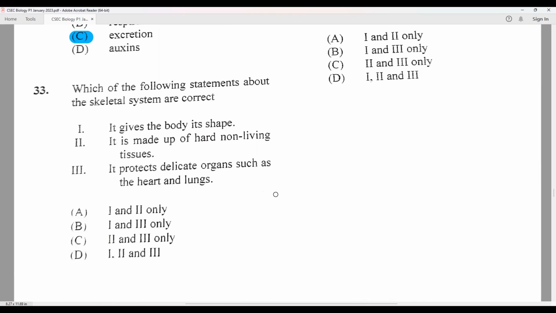Which of the following statements about the skeletal system are correct? It gives the body its shape. No, it does not. The skeleton doesn't actually give it shape. It is made up of hard, non-living tissue. That's true. The bones or the skeleton itself is not living. Osteocytes, which are a type of cell, secrete the matrix that becomes the bone. So the osteocytes are alive, but what they secrete is not actually alive. It protects delicate organs such as the heart and lungs.